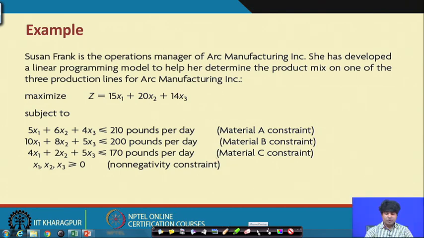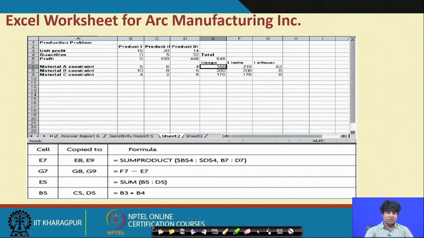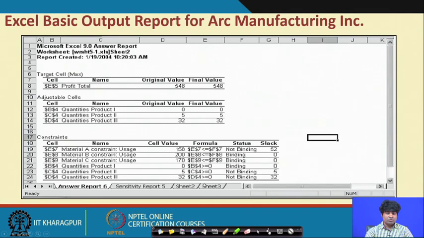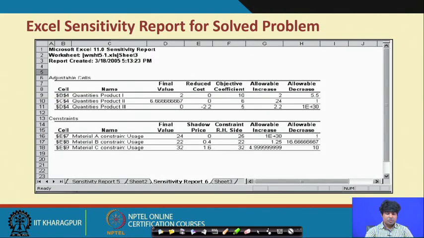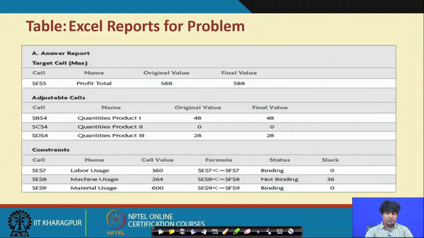Right now, in order to address this problem, we go to the Solver package. This is where we have already got the results. Here we have the unit profits 15, 20 and 14, and then after the solution we have the typical structure like this, and then these are all the sensitivity structure, and then finally the optimal solutions.